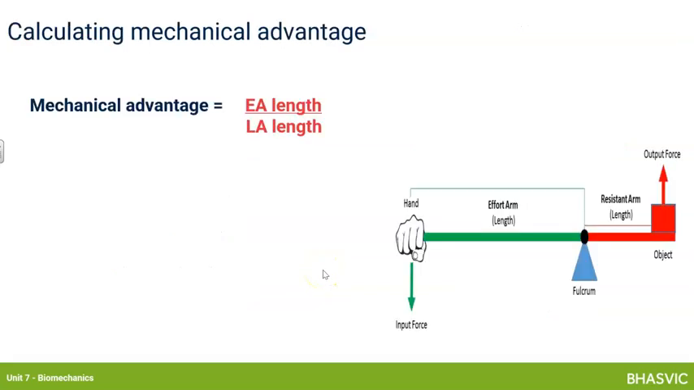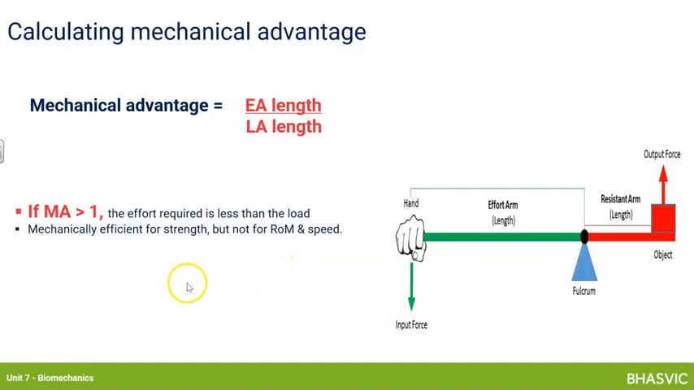The way we do that is by using a very simple equation where we look at the effort arm length and divide it by the load arm length. And whatever number we get from that, we can determine whether there is numerically mechanical advantage or disadvantage. So there is mechanical advantage if the number at the end of this calculation is greater than 1.